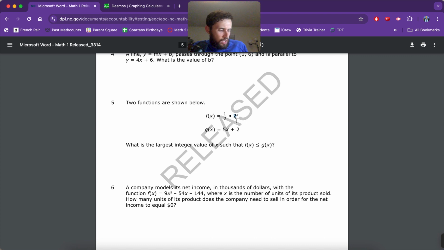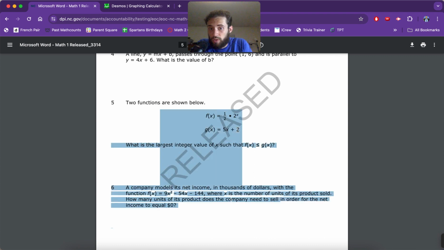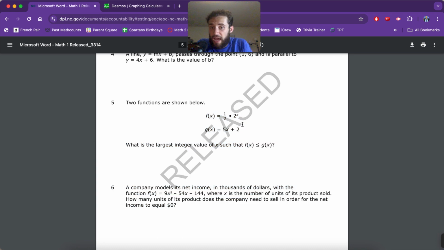Because again, we're just doubling it. Then it will go to 8, then 16, then 32, and 64, and so on. For g of x, it's linear. So it's starting at 2, your y-intercept is 2, and your slope is 5. So it's going up 5 each time.